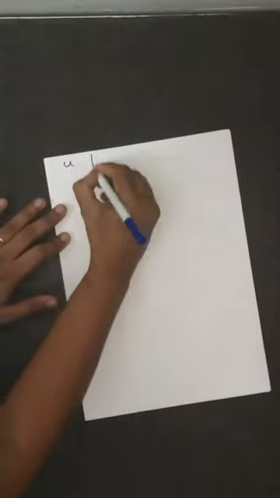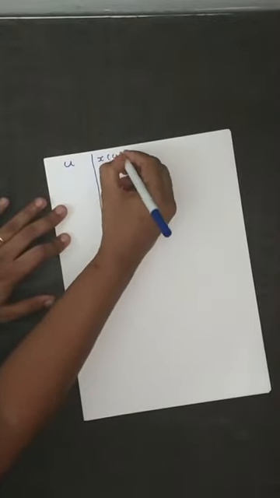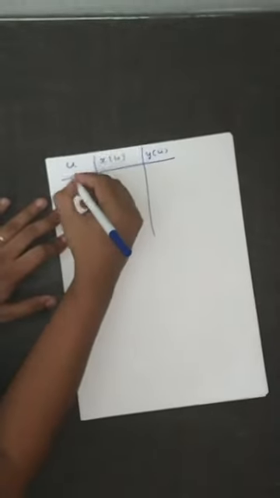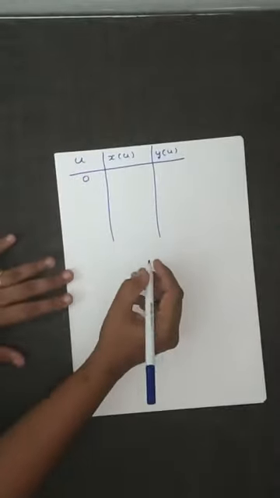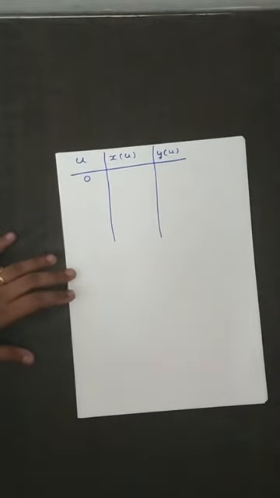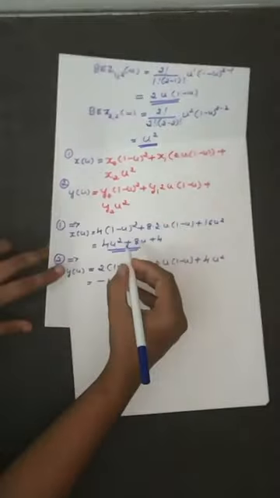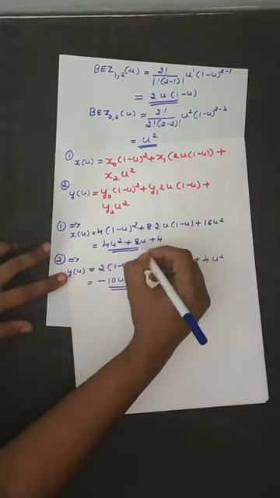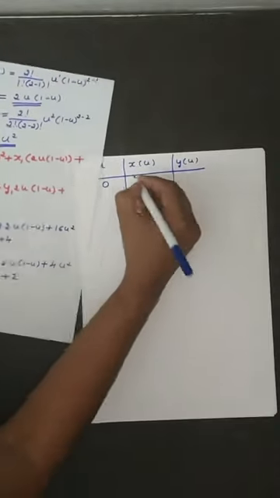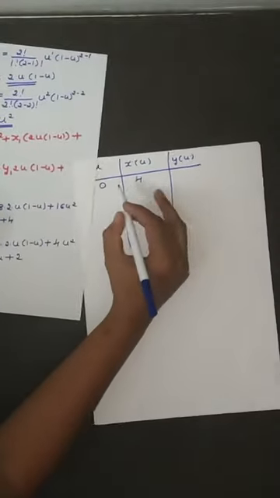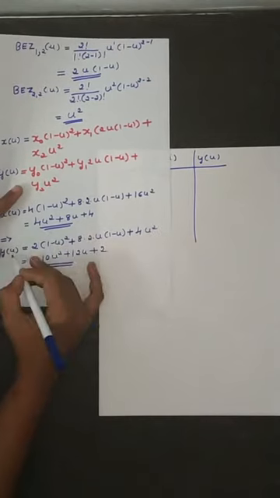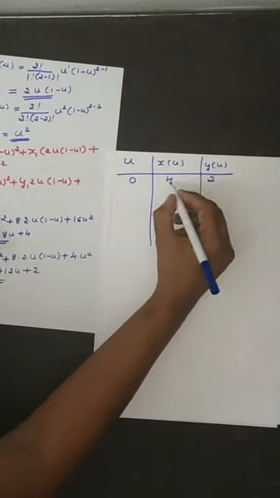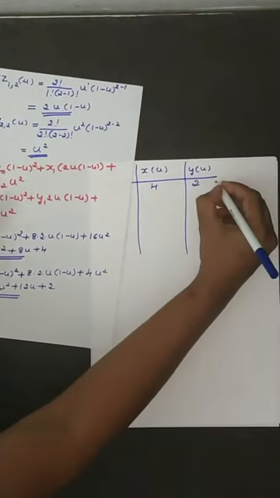So u, x of u and y of u. So u varies from 0 to 1. First we'll consider 0. Now substitute 0, so this will become 0, 0, 4. So the point is 4. If you substitute u as 0 into y, then you will get 0, 0 and 2. So the point is 4 and 2. That is the initial point, the starting point.